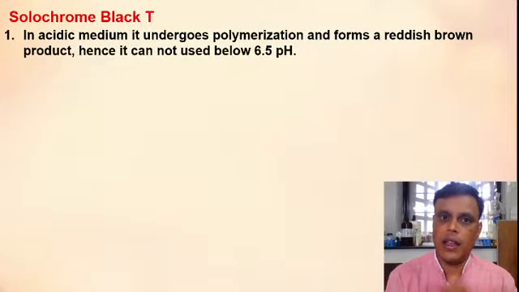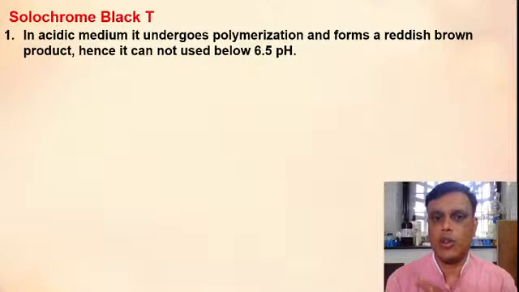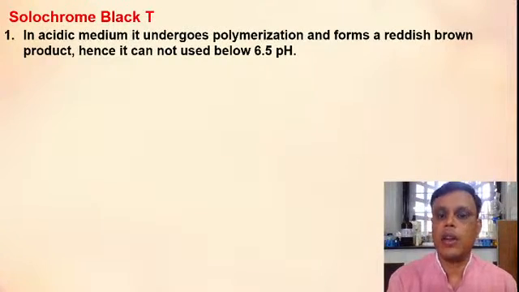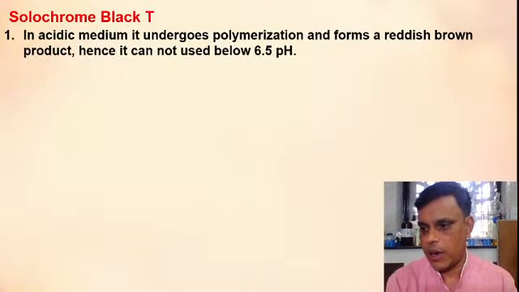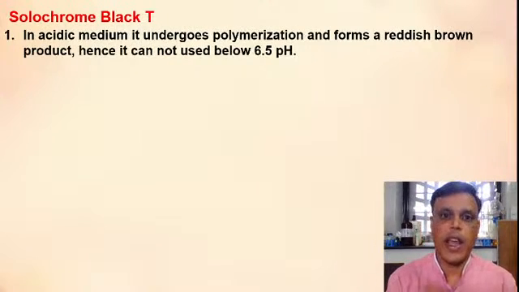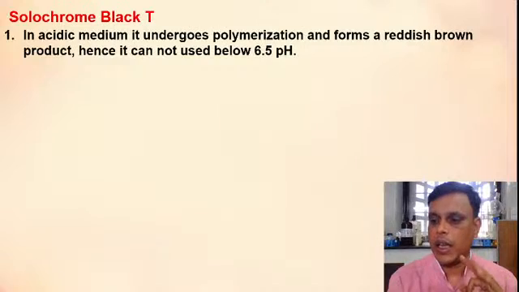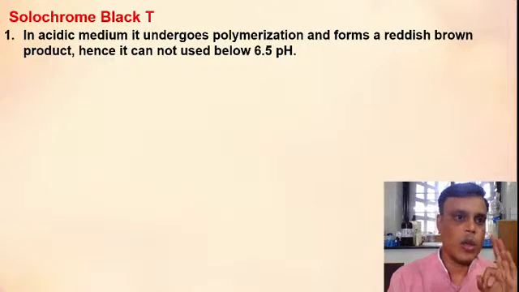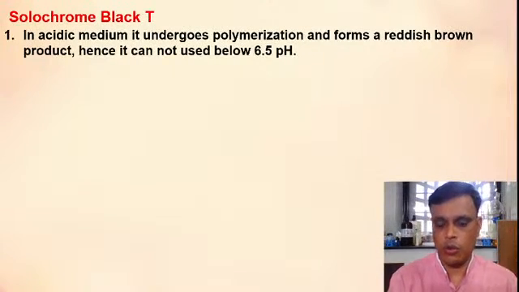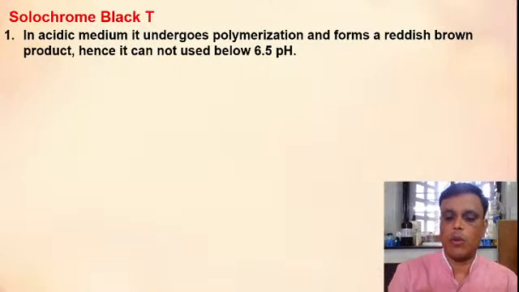ठीक है, क्या है, in acidic medium what happens, in acidic medium solochrome black T indicator is not stable. It undergoes a process called polymerization. It will get polymerized and forms a reddish brown product. So hence in acidic medium or below 6.5 pH solochrome black T indicator is not used. ठीक है, so this is a very important property of solochrome black T indicator.